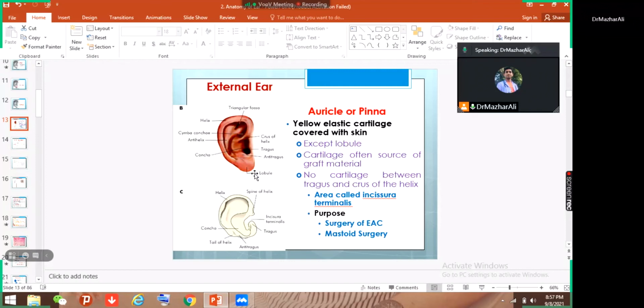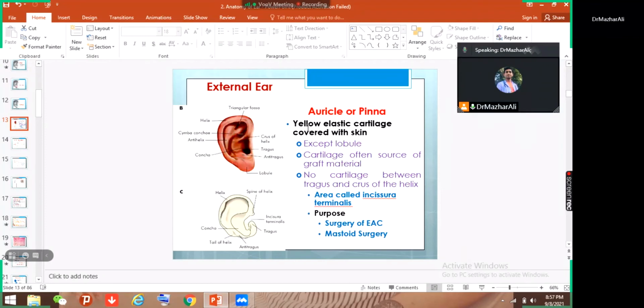Okay. So cartilage is often a source of graft material. For example, sometimes a tympanic membrane rupture happens, and we have to block that pathological hole created in the tympanic membrane. So sometimes we take some tissue from here and use it to close the hole in the tympanic membrane.